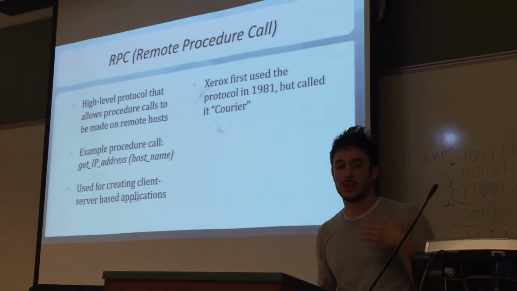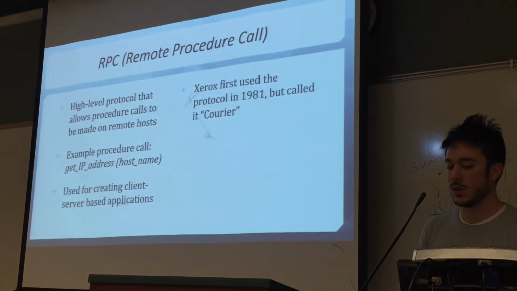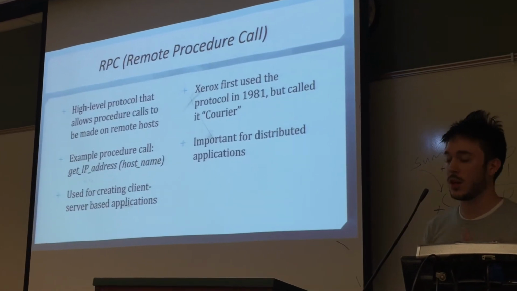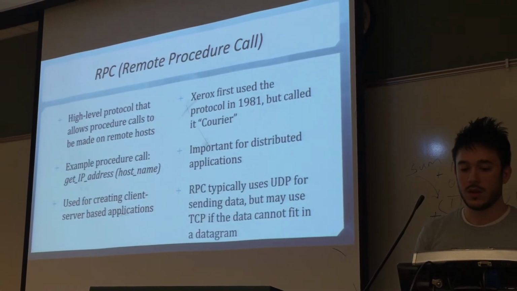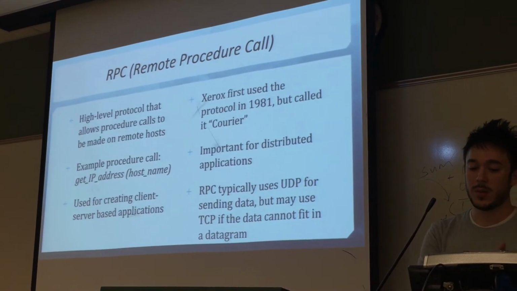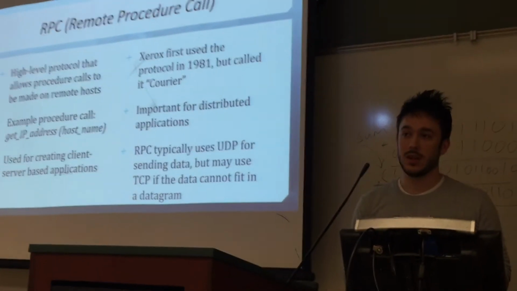Xerox was the first company to use it, in 1981, and it was called Courier at the time. It's important for distributed applications. And RPC typically uses UDP for sending data, but may use TCP if the data cannot fit in a datagram.